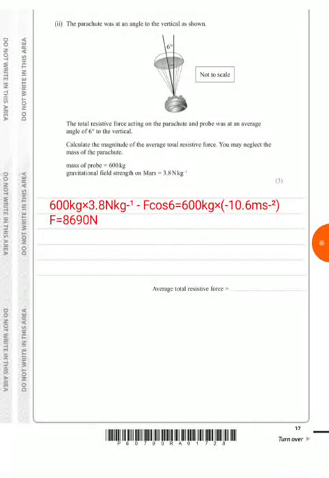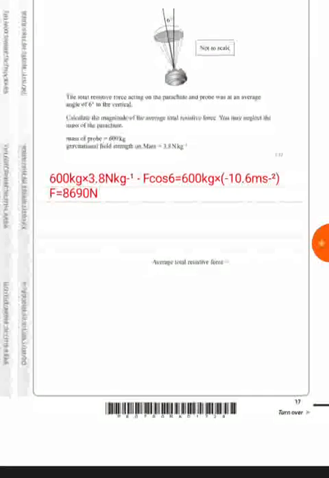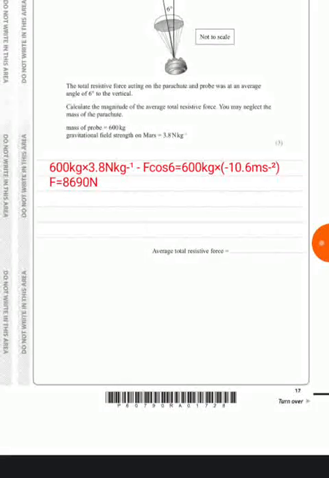Then Roman numeral 2. The parachute was at an angle to the vertical as shown. The total resistive force acting on the parachute and the probe was at an average angle of 6 degrees to the vertical. Calculate the magnitude of the average total resistive force. You may neglect the mass of the parachute. Mass of probe equals 600 kilograms. Gravitational field strength on Mars equals 3.8 newtons per kilogram.